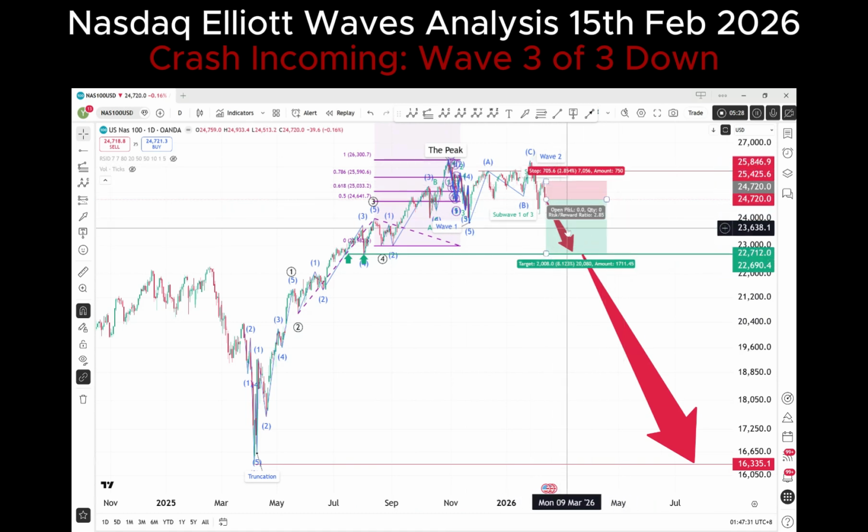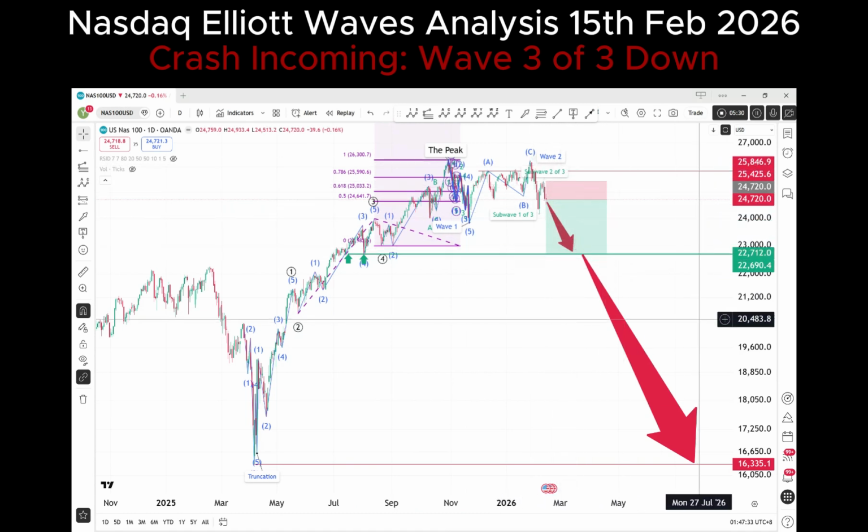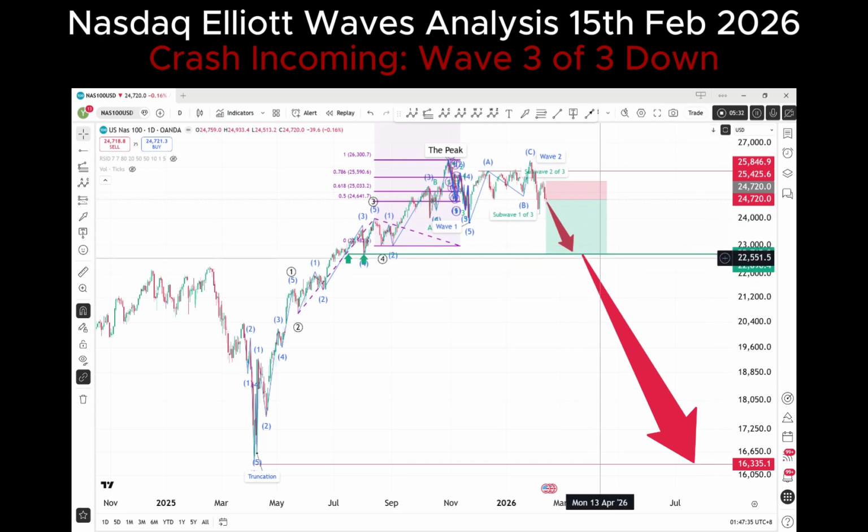I expect it to go down in the short term to 22,700, and then in the longer term 16,300, right around there. So that's it for now, and good luck.